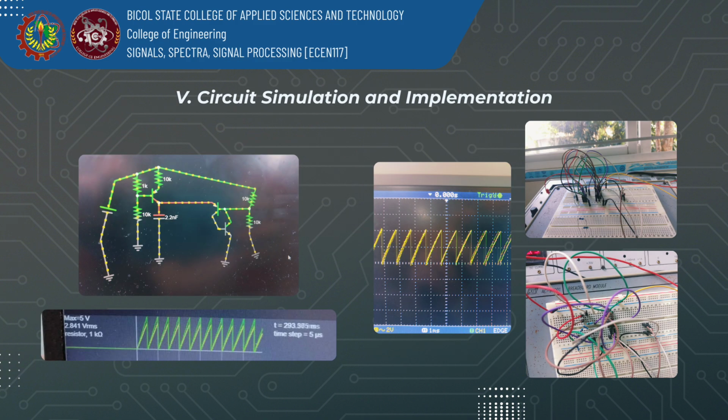For the practical application, I simulated a circuit. So the circuit uses a capacitor that charges linearly through a resistor, creating the ramp up, and discharges quickly through a transistor, creating the drop. So the oscilloscope output confirms the behavior, a linear rise and a sharp drop, consistent with our theoretical sawtooth wave.